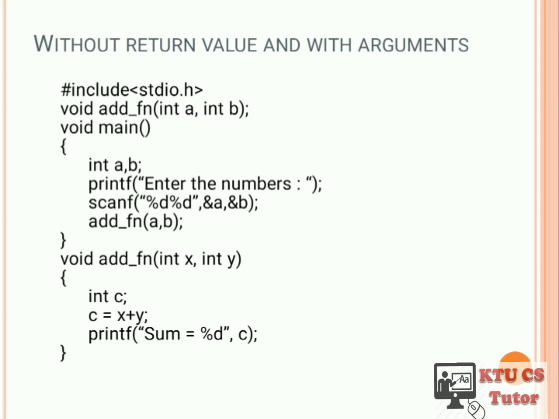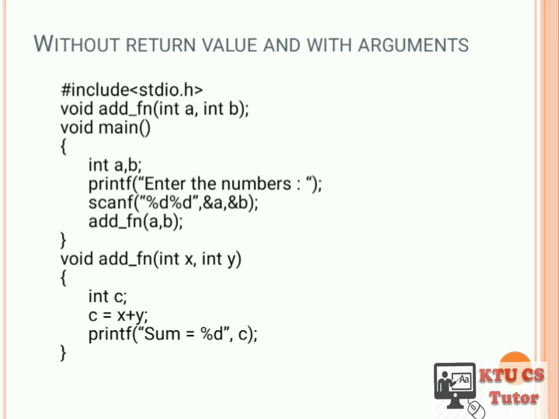That means we are passing the values of a and b. The original values are in a and b, and they will be received inside the function in x and y. That's the difference. Clear? So these are formal arguments or formal parameters. These are actually temporary variables. So whatever values I am sending here, a will be copied into the first variable x and b will be copied into the second variable y.